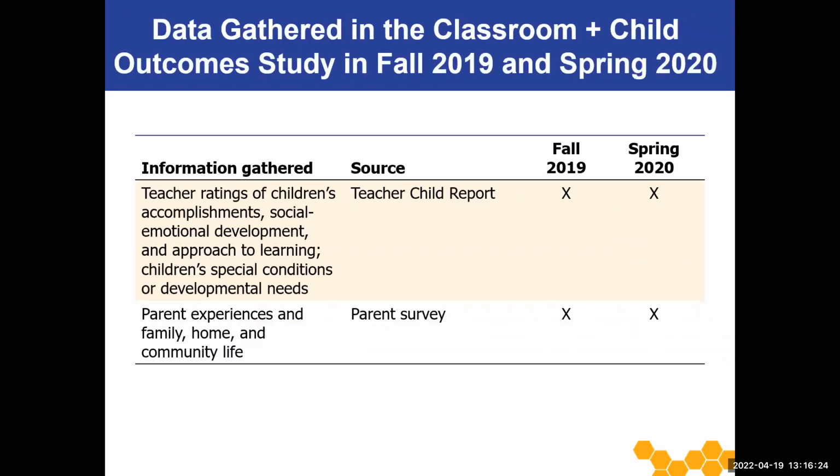In the Classroom plus Child Outcome study, data was collected in the fall and spring in the 59 programs in which teachers reported on individual children's social emotional skills, and parents completed surveys about family, home life, and community.